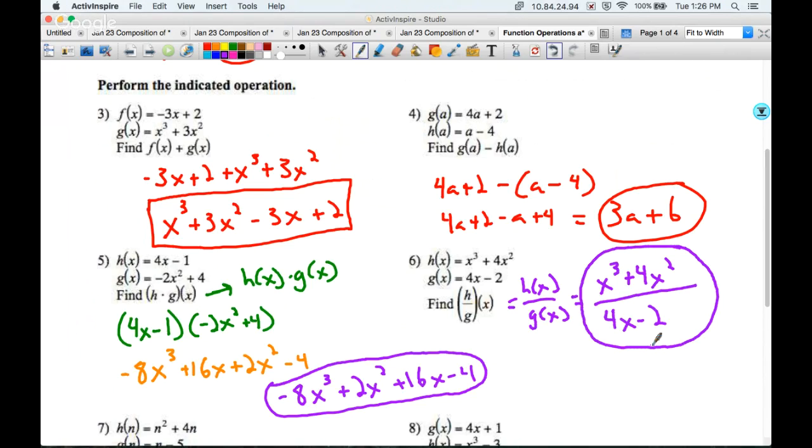Give me one second here. Send a text message. System's good, but it will not let me pause. All right.